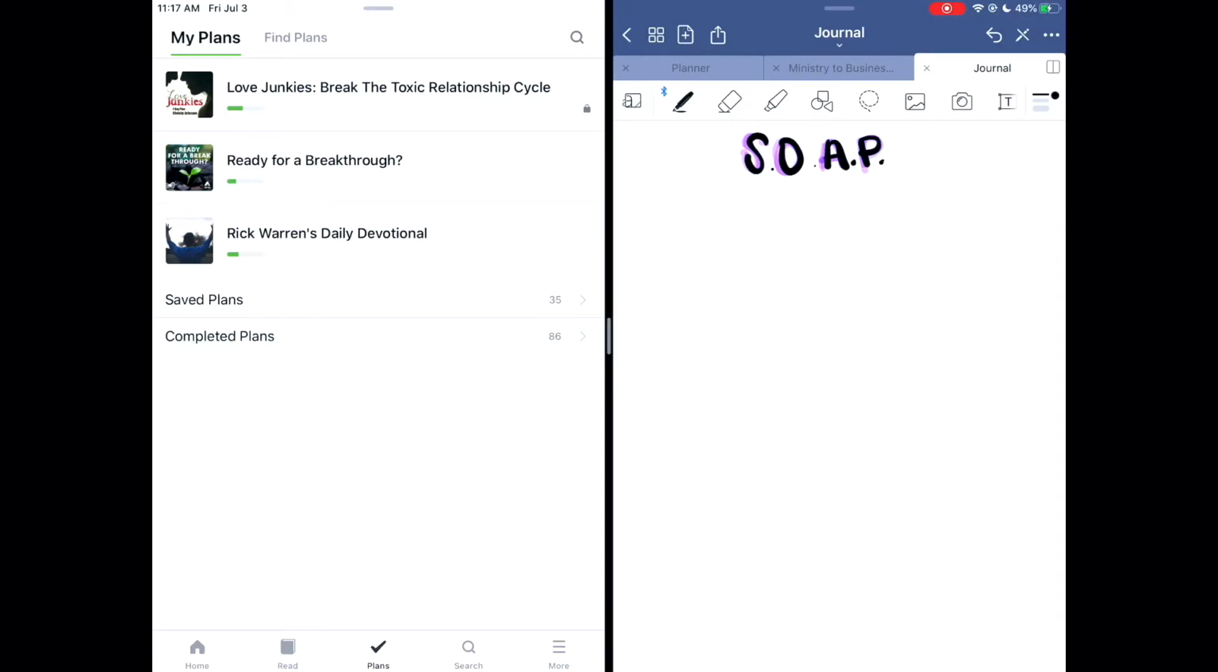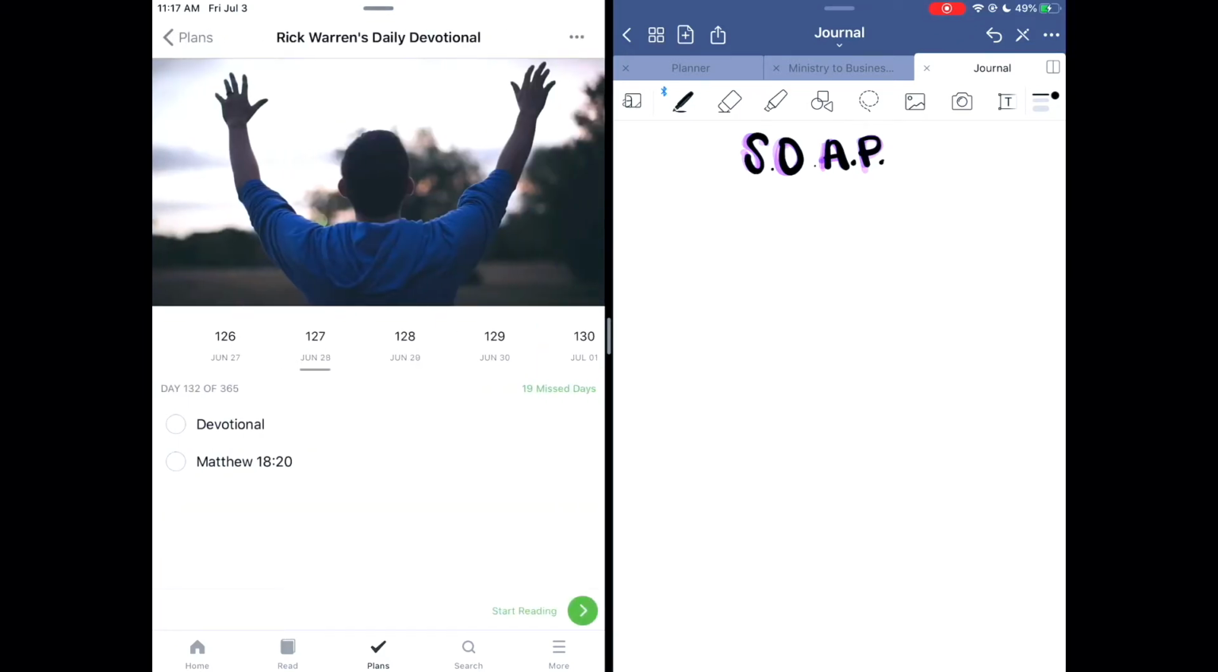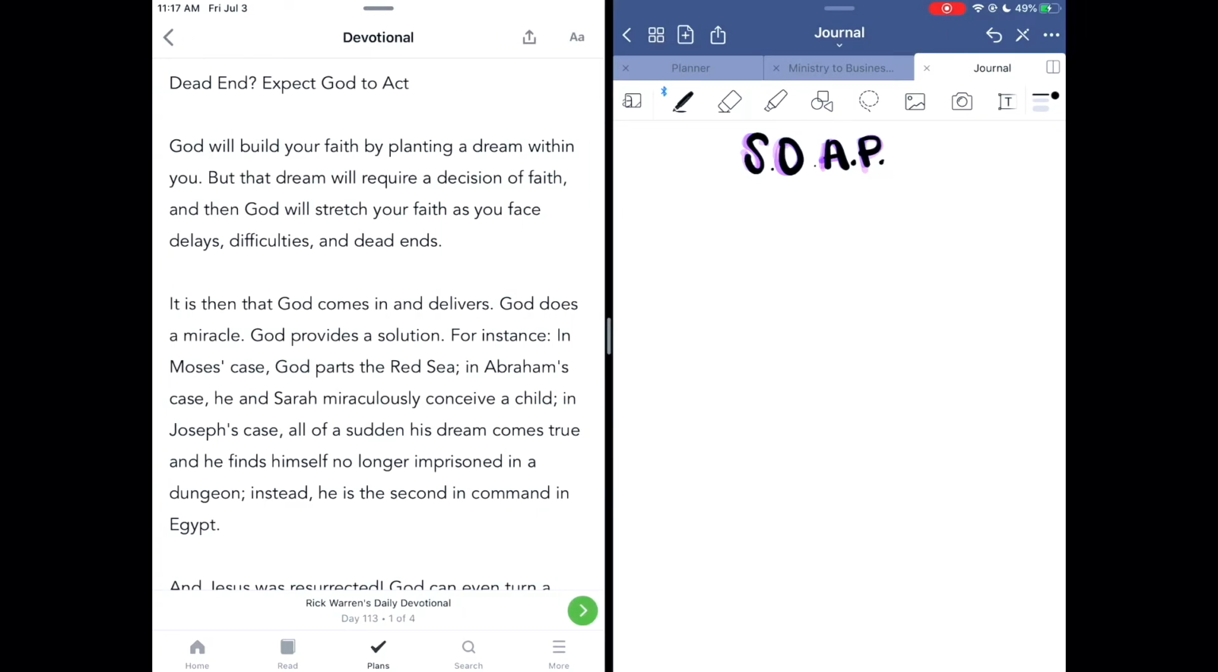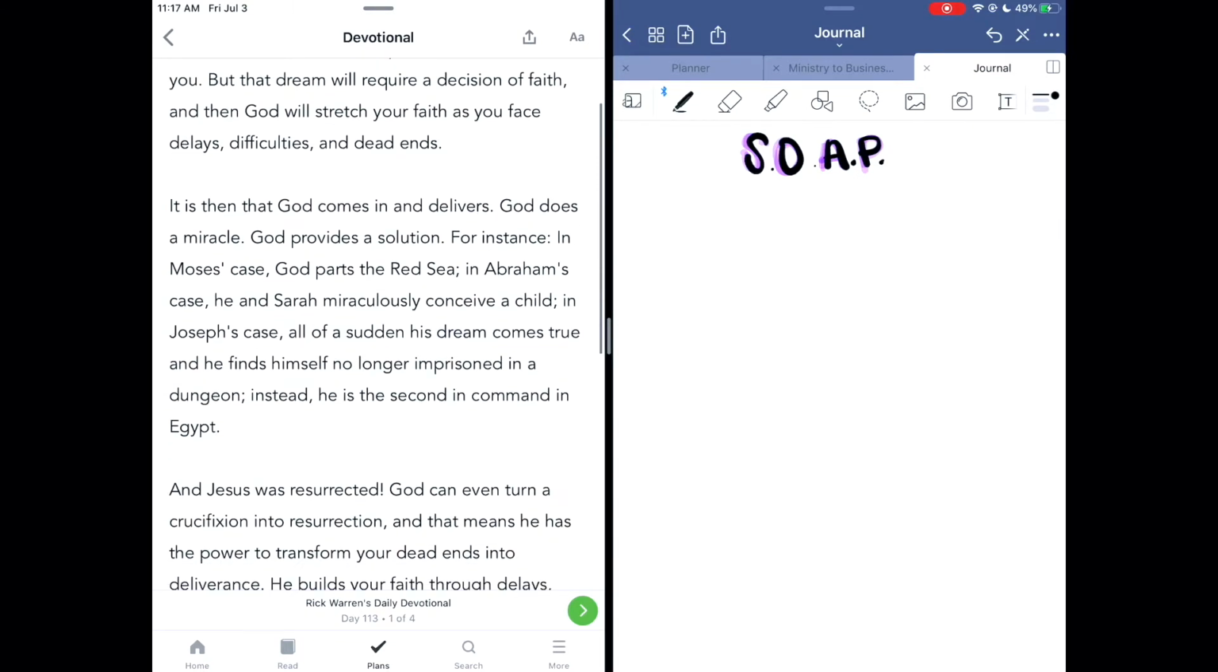Alright guys, so I feel like the best way to use the SOAP method is to use it with a Bible study plan or a daily devotional. And so this is the one that I'm going to be using today. I went to the devotional and I just read through it. And this one was a pretty good one.